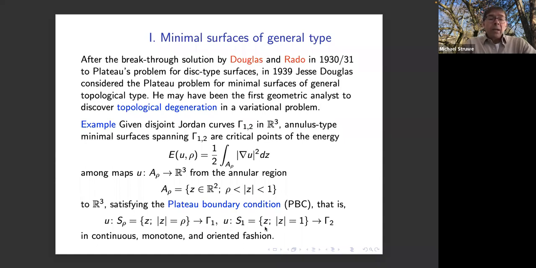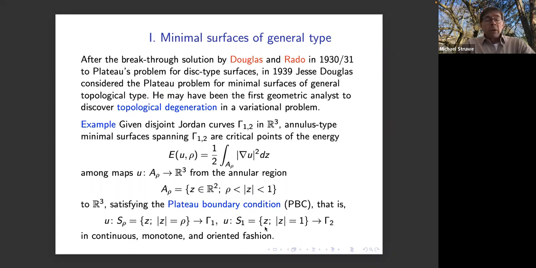And the competing surfaces are supposed to satisfy the Plateau boundary condition, which I abbreviate as PBC in the following. Which means that the maps that we allow as competitors should map the inner boundary S_rho, where the norm of z equals rho, to the one curve gamma 1, and the outer boundary S1, where the norm of z is equal to 1, to the other curve gamma 2, in a continuous, monotone, and oriented fashion.